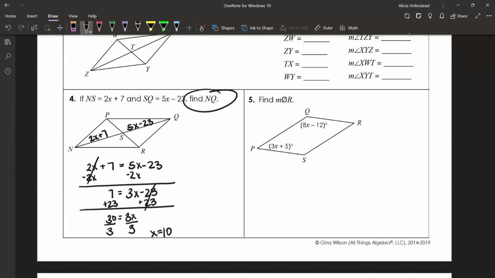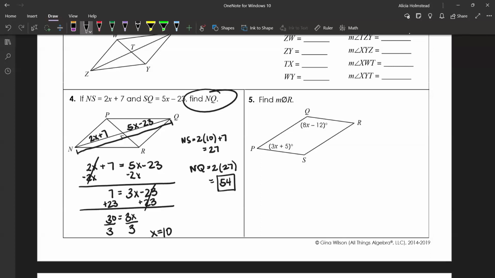So if we look at our image, NQ is this entire length. So if we go ahead and plug in x to just one of those equations, and multiply whatever we get out of that by 2, then we're going to know the length of NQ. So let's find NS, which is going to be 2 times 10 plus 7, which gives us 27. Therefore, NQ is going to be twice as long, 2 times 27, which is going to give us 54. So the length of NQ is 54.